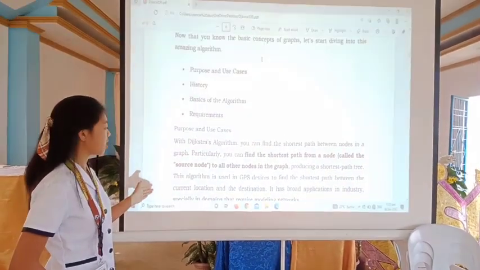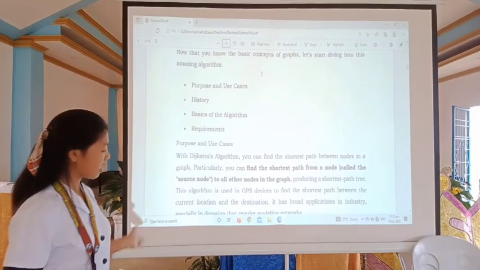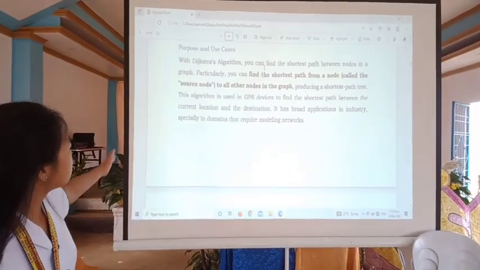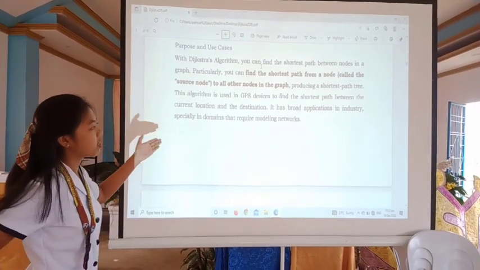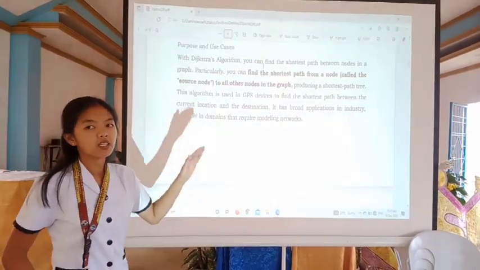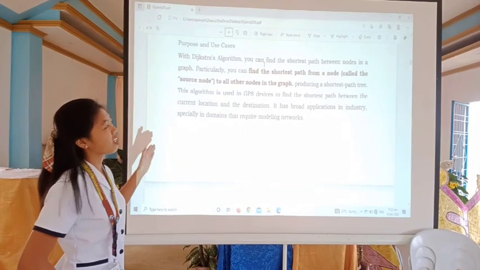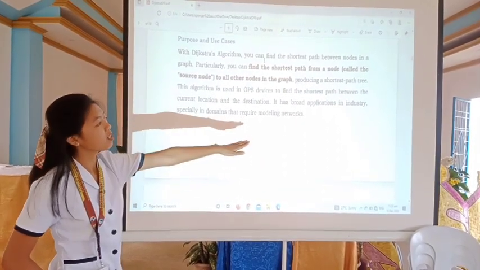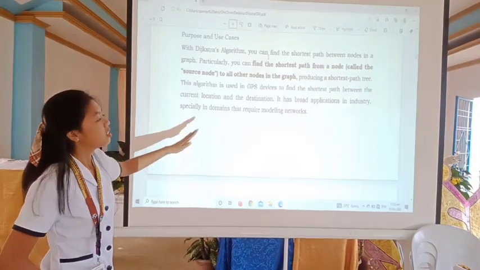It has broad application in industry, especially in domains that require modeling networks. In real life, Dijkstra's algorithm is very useful, with broad applications in the industry.